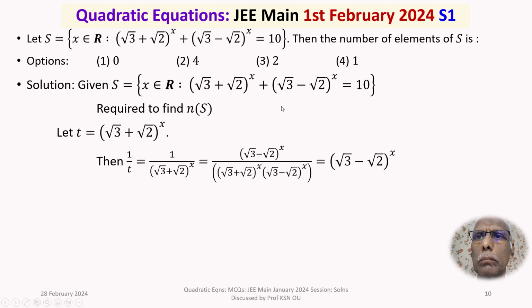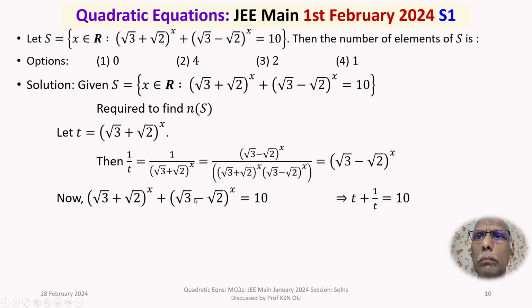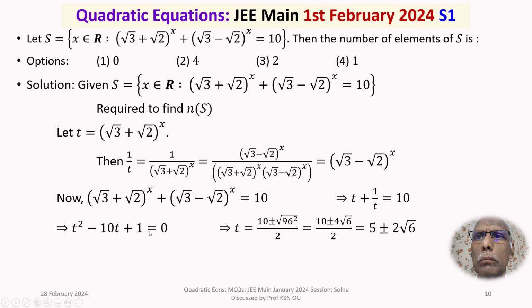Let's go to the given equation. Root 3 plus root 2 whole to the power of x plus root 3 minus root 2 whole to the power of x is equal to 10. The first one is t plus the second one is 1 by t is equal to 10. So, multiply throughout by t, then you will get a quadratic equation, t square minus 10t plus 1 equal to 0. Now, solve for t, use the formula minus b plus or minus under the square root of b square minus 4ac by 2a, substitute the values, simplify, you will get 5 plus or minus 2 root 6.